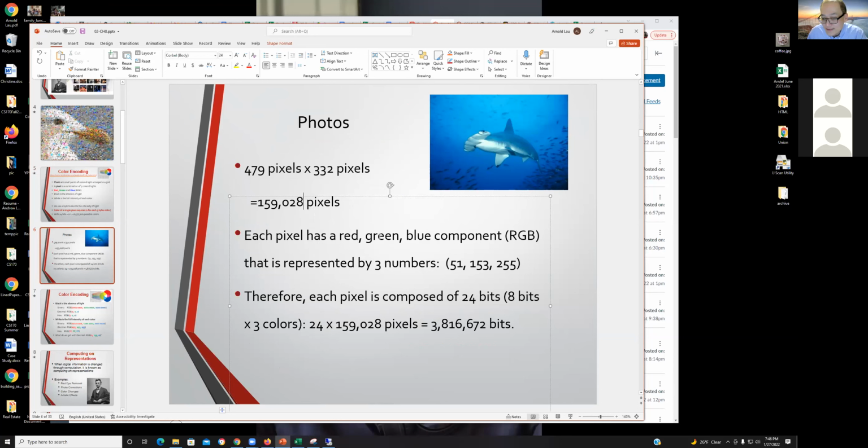So remember each pixel is red, green, and blue, RGB, right? And it's represented by these 3 numbers here, okay? It doesn't really matter which, it's like 51, 153, and 255, 255 being the max number here. And that combination comes up with this picture, which looks like it's mostly blue, right? So these are just 3 numbers. It could be any one of these spots here, okay?